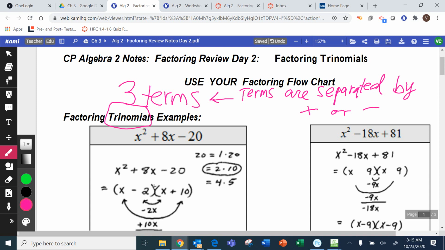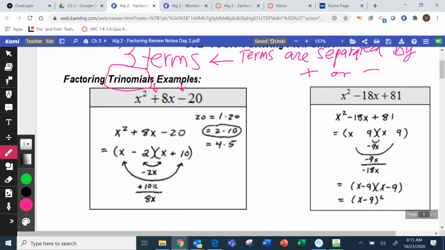So you look at x squared plus 8x minus 20. We've got a plus sign here. We've got a minus sign here. That tells me I have 3 separate terms. Over here, I have a minus sign, and then I have a plus sign, so we have 3 terms.